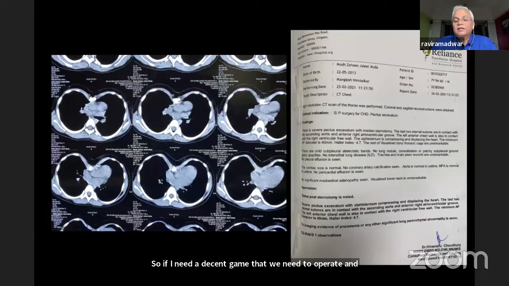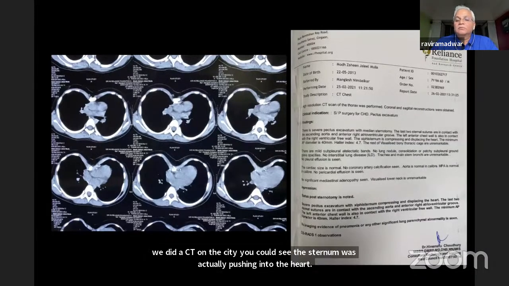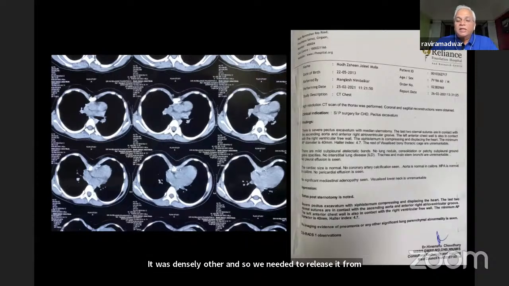It was densely adherent, so we needed to release it from the sternum, redo sternotomy, release the entire sternum from the heart, then do a Ravitch procedure where we actually excise the cartilages of the lower 6 ribs and fracture the manubrium sternum, put up plates, and then do the closure. So this is something that was done for this child. So a lot of complex things we see.